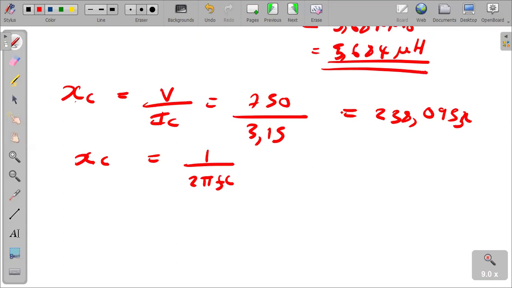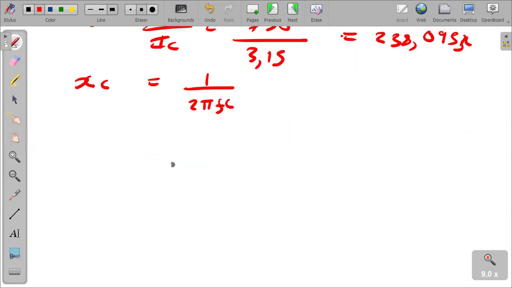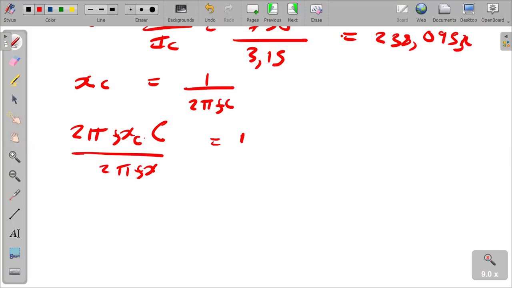Cross multiplying there, we end up having 2 pi F XC C equals 1, so that's XC there, right? Let me write it properly so it doesn't confuse. That's XC, right? C is equal to 1. So divide by 2 pi fXC, divide by 2 pi fXC. That is going to give us C is equal to 1 over 2 pi fXC.